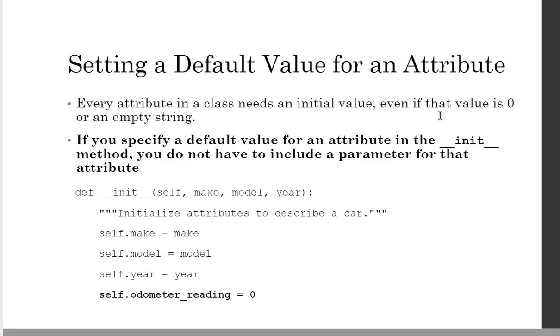Setting a default value for an attribute. We created default values with our functions, and we're going to do the same thing here. In this case, we're going to create a new attribute called odometer_reading, and we're going to assign it the value of 0. If you specify a default value for an attribute in the initialization method, you do not have to include a parameter for that attribute. So you don't have to have a parameter here in this list.